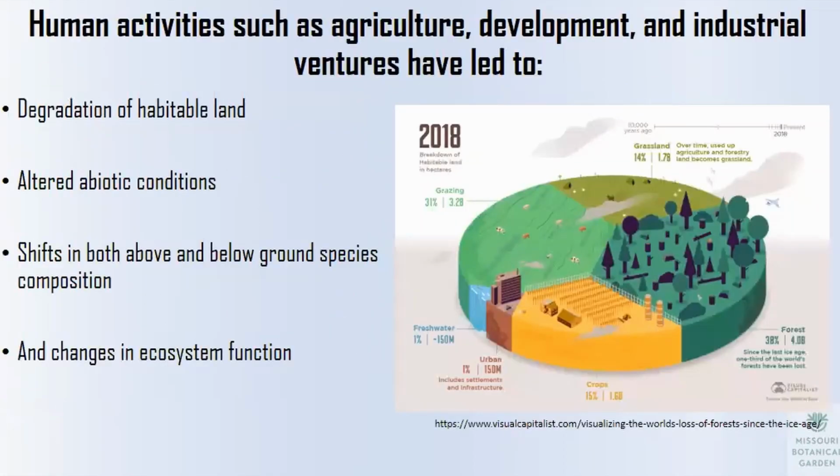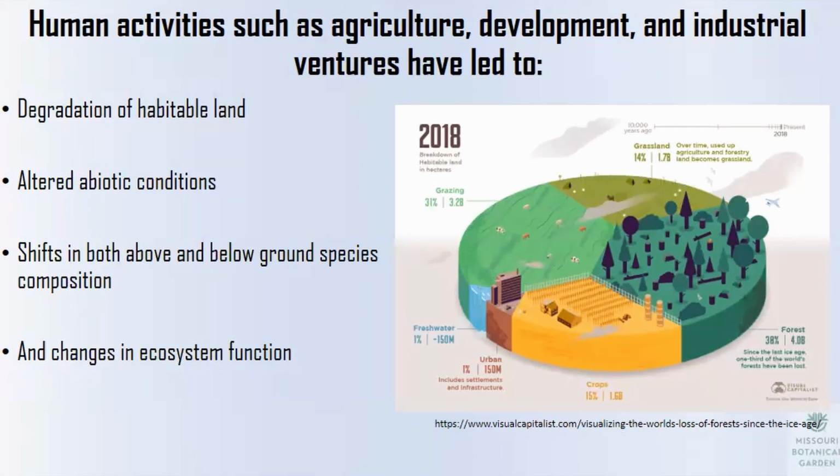We all know that human activities, agriculture, different commercial and residential development, as well as industrial ventures, have really led to degradation of habitable landscapes. Over the last 10,000 years, there's been a drastic decrease in numerous landscape types, particularly forests, with about a one-third decrease of habitable forests across the globe. This can lead to altered abiotic conditions. Water runoff, temperature, and CO2 can all change due to land degradation, as well as shifts in both above- and below-ground species composition, which eventually lead to changes in ecosystem function.